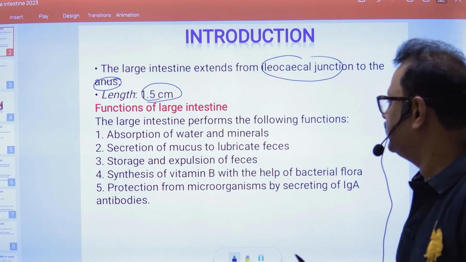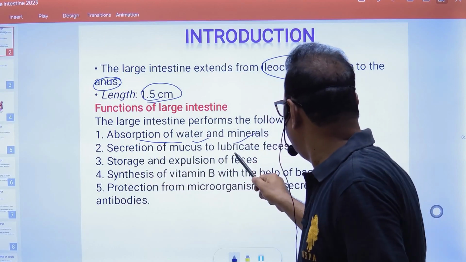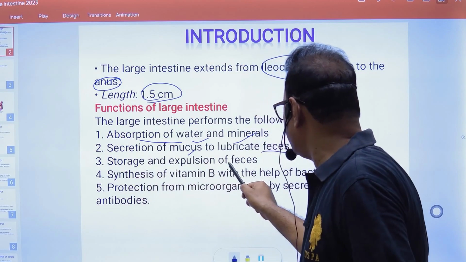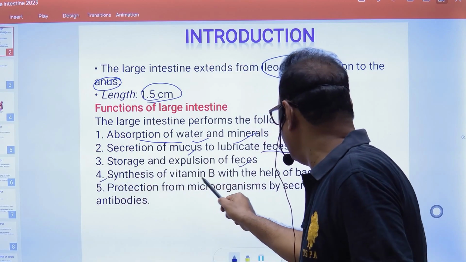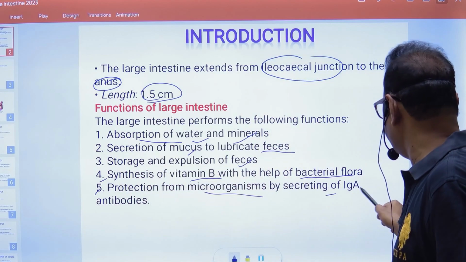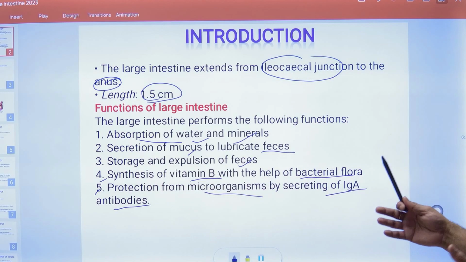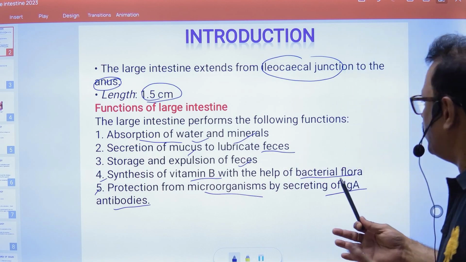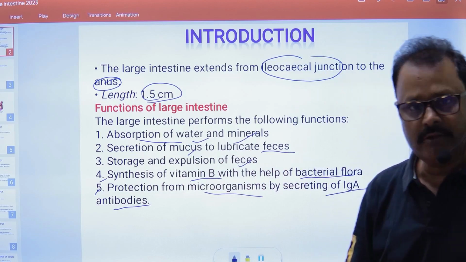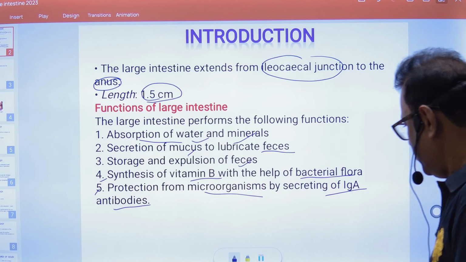Regarding the function of the large intestine: absorption of water and minerals, it lubricates the feces by secreting mucus, storage and expulsion of the feces, synthesis of vitamin B with the help of bacterial flora, and protection from microorganisms by secretion of IgA antibodies.